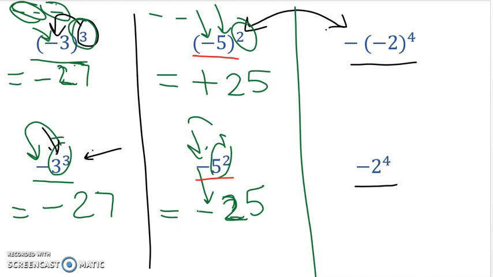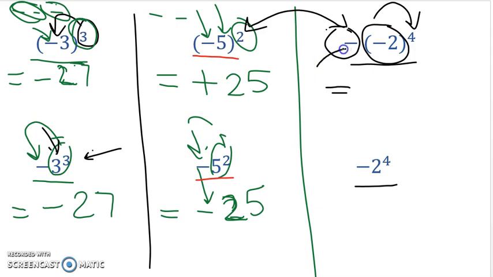Now, I've just made the third example slightly more complicated. So we've got some brackets, which contain the number minus 2. So I'm going to raise that minus 2 to the power of 4. So this minus is not in the bracket, and that means it is not affected by the power of 4. It will not.